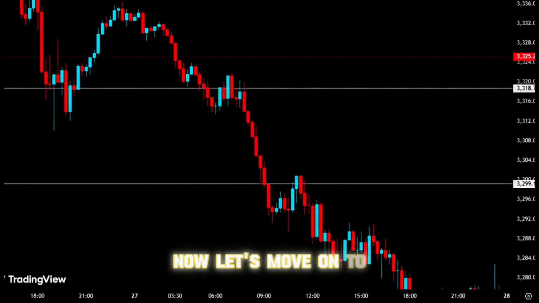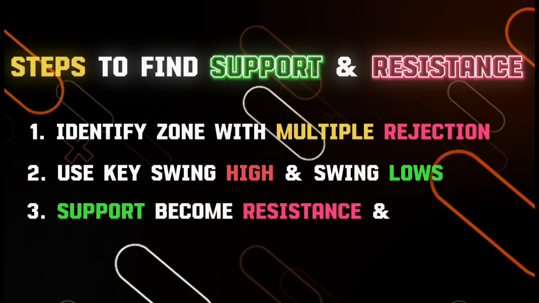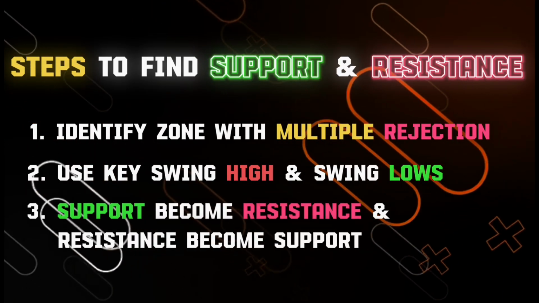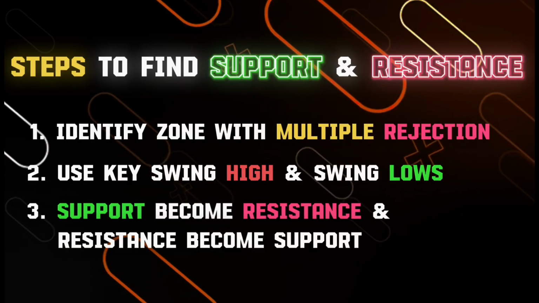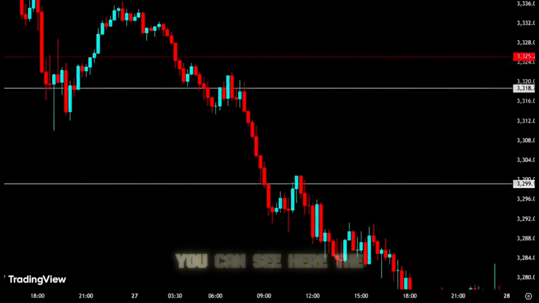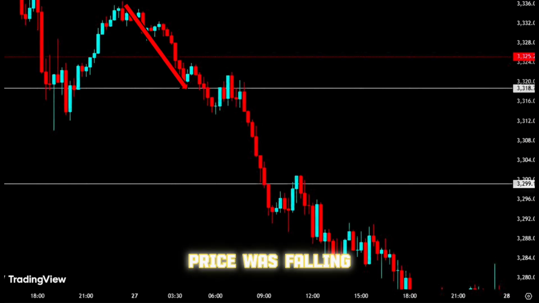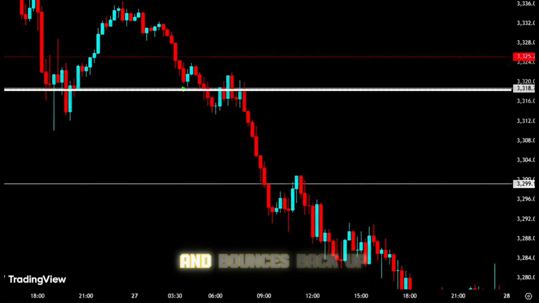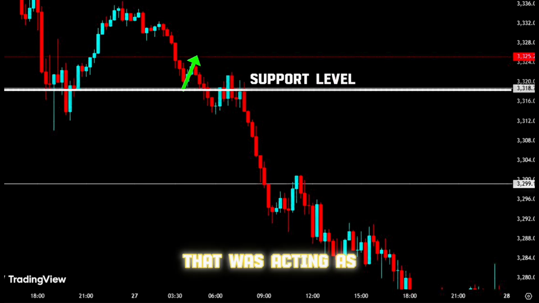Now let's move on to step number 3. Support becomes resistance, and resistance becomes support. Let me show you exactly what I mean. Look at this chart. You can see here, the price was falling, then it hits this zone and bounces back up. That was acting as a support level.